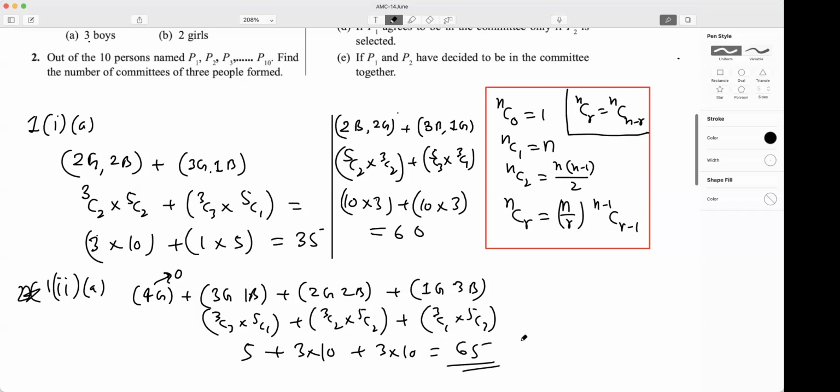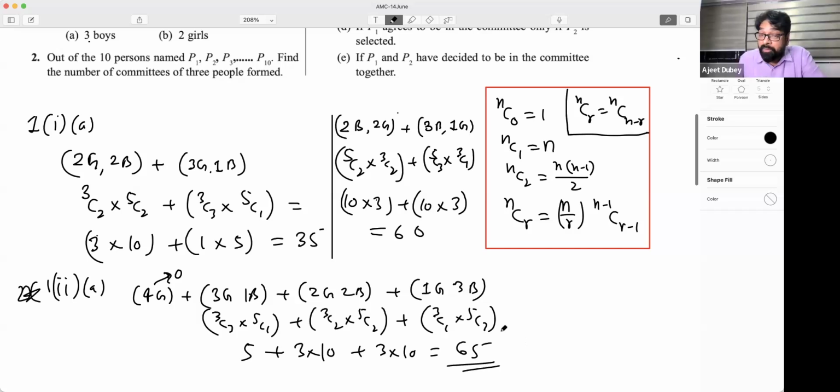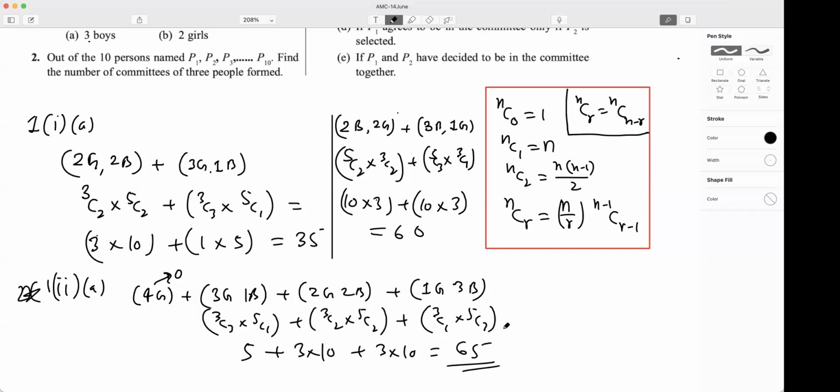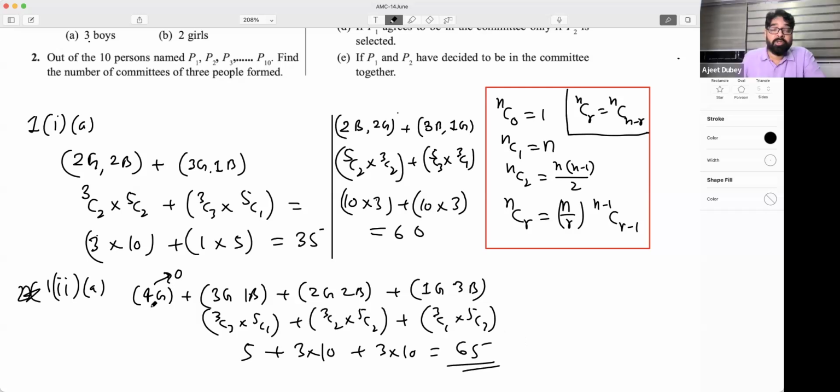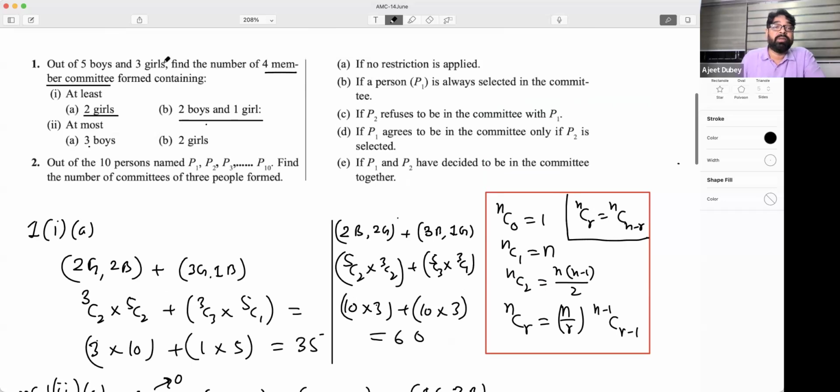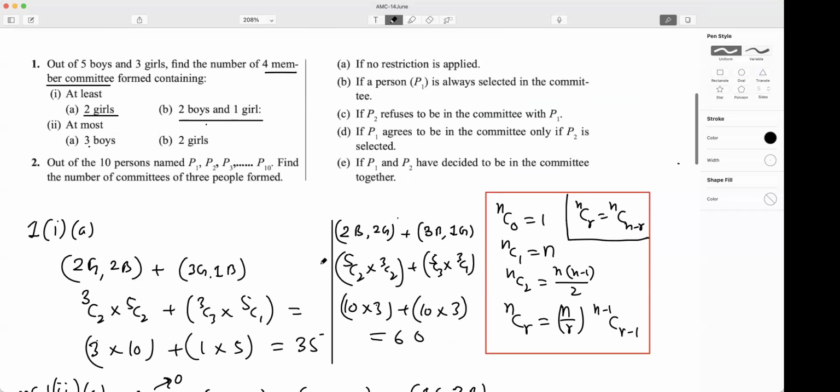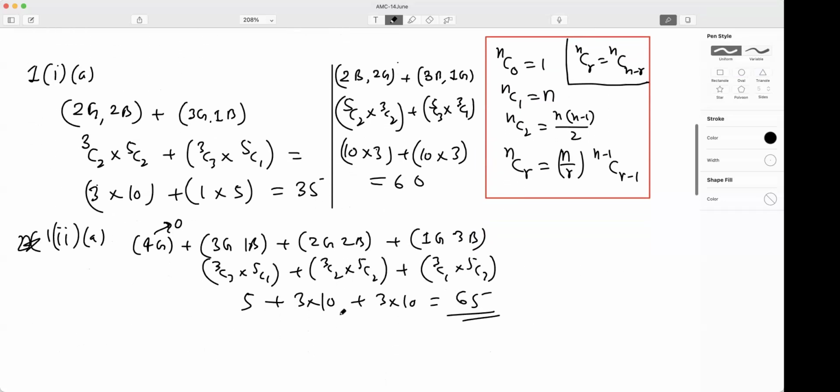Sir, but then there can be 4 girls and 3 boys, sir. 4? There can be 4 girls, 3 boys, 4 girls, 2 boys, 4 girls, 1 boy. 4 girls is not possible because a maximum of 3 girls is available. Only 3 girls. Oh, sorry, my bad. I did not see. No problem.